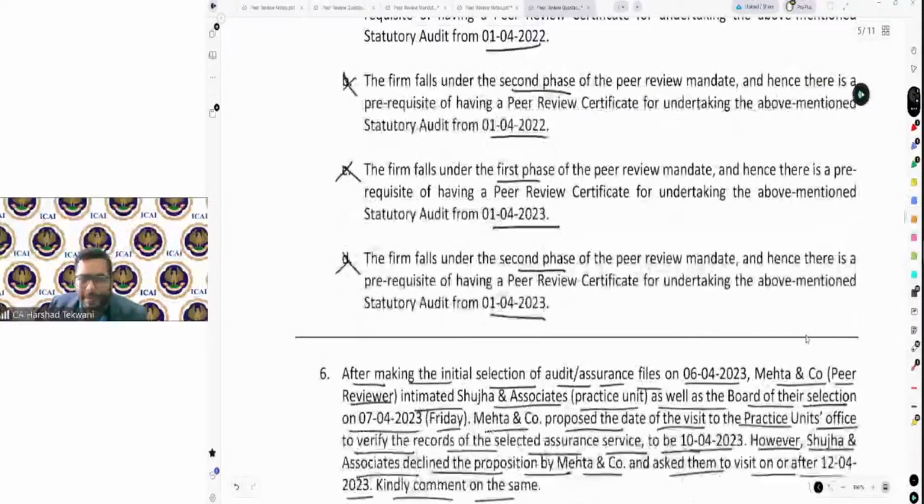So you are required to comment with respect to this. What should be the case here? Is the proposition by Meta and Company to visit the office on 10/4/2023 correct or not? If not, then why not? Whether the recommendation of Sujai and Associates that please visit after 12/4/2023 is correct. So kindly comment on the same based on the procedure that has been laid down in the revised peer review guidelines 2022. Quickly.